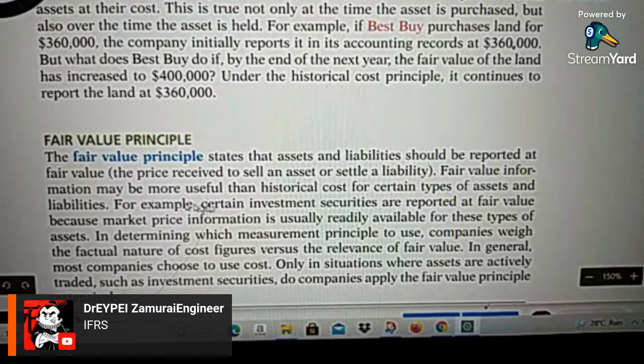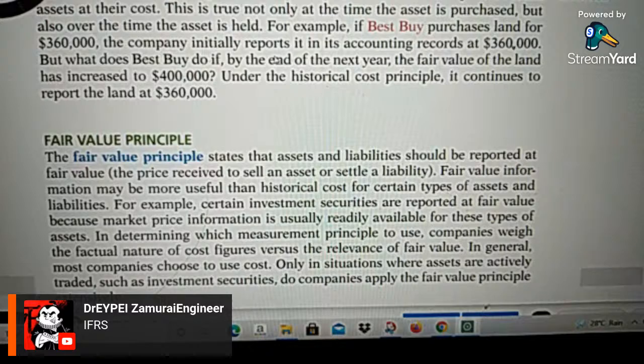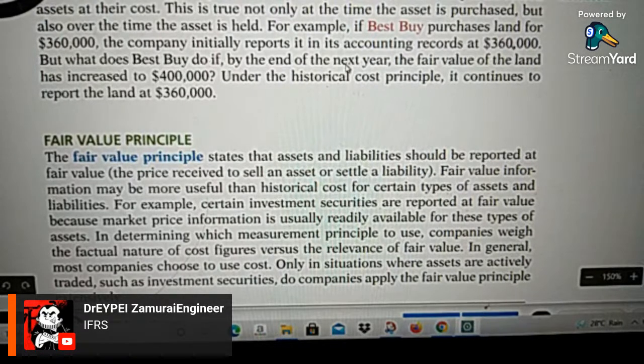Fair value information may be more useful than historical cost for certain types of assets and liabilities. For example, certain investment securities are reported at fair value because market price information is usually readily available for these types of assets. Unlike the cost of the land, it's very hard to indicate the value of the land year by year, month by month. They are changing. The cost of the land, the property, the building changes month by month, year by year. But the amount is very hard to predict, very hard to make an assumption of.